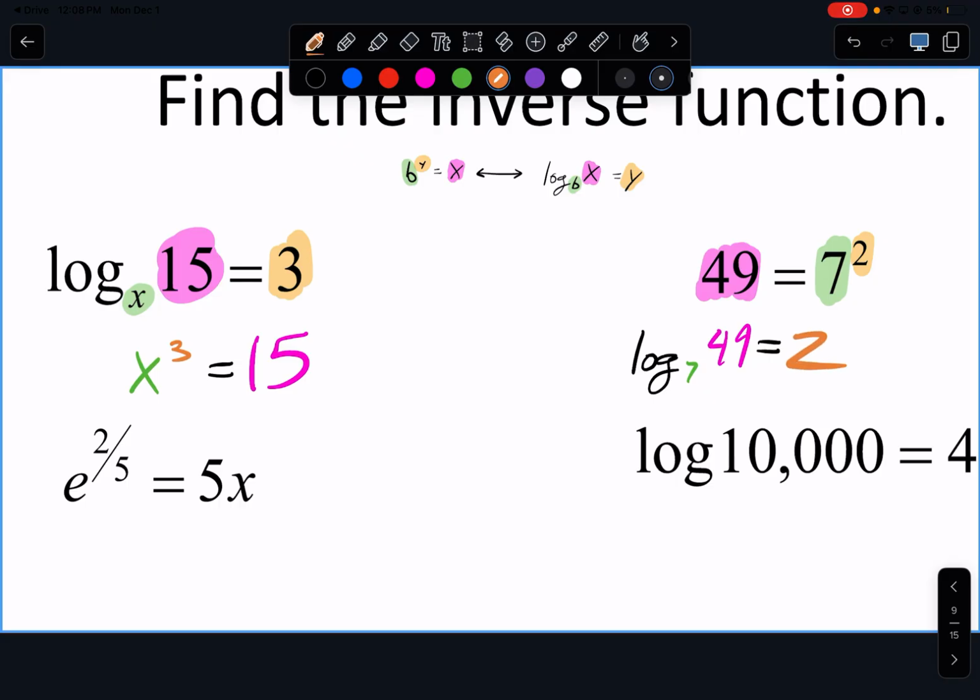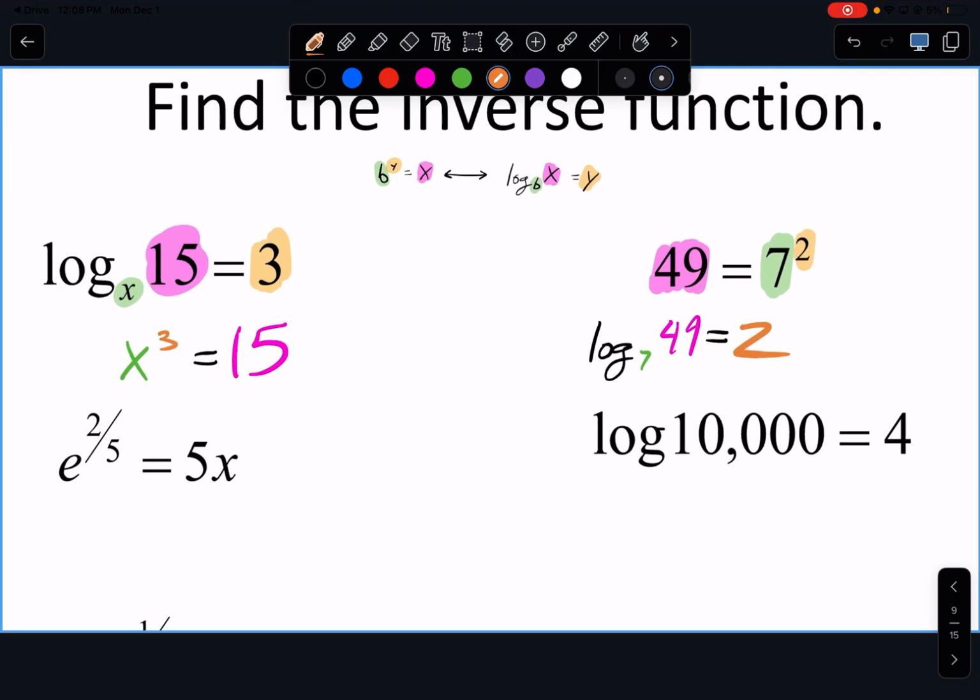And right now we're not solving these or anything. You're just writing the inverse, okay? We good with those two? All right, the next two.